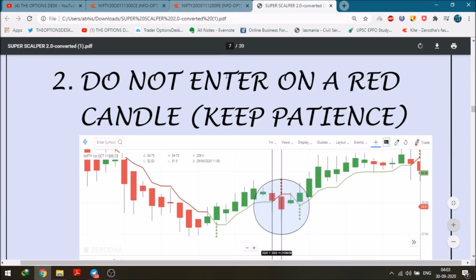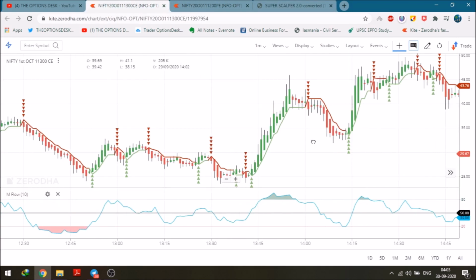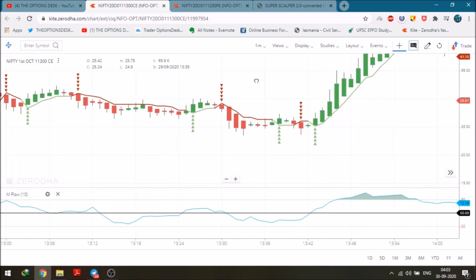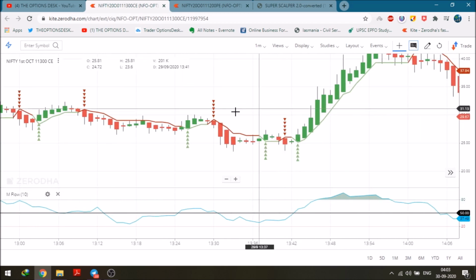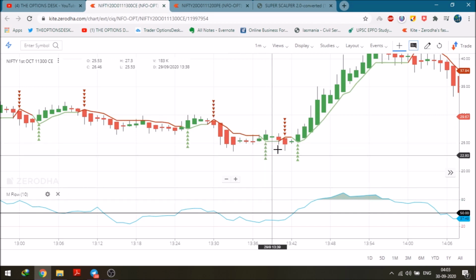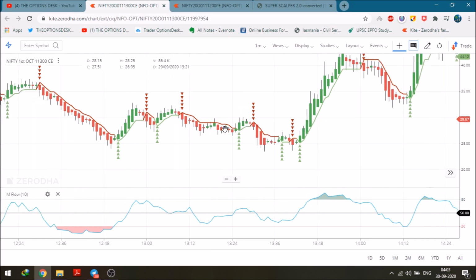What is this? 11,300 CE. Let's see what happens in 11,300 CE. Why am I saying to keep patience? See this. This is an invalid entry. It came into buy from here, and see the move. It has given a good move.